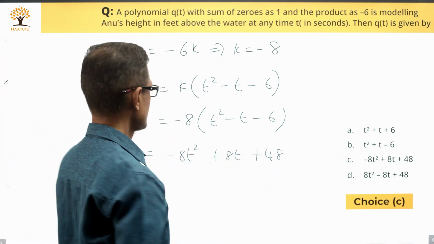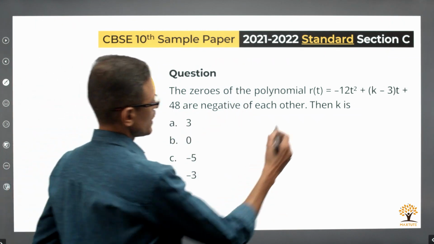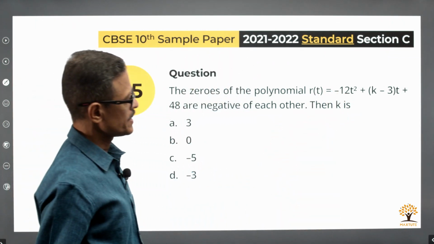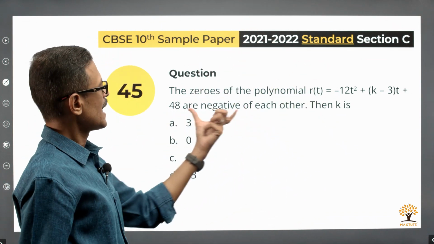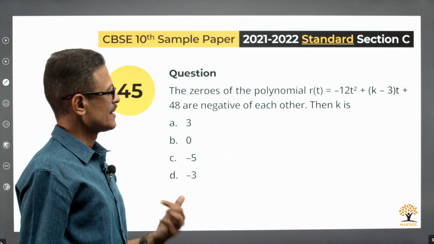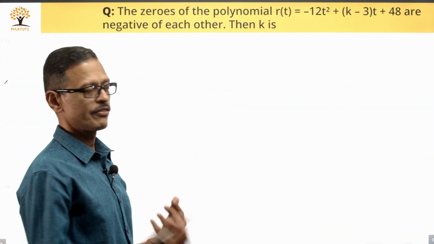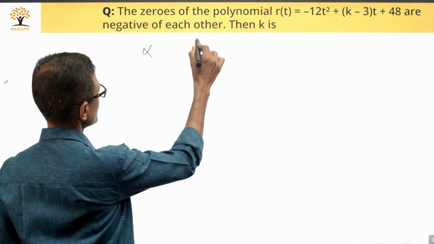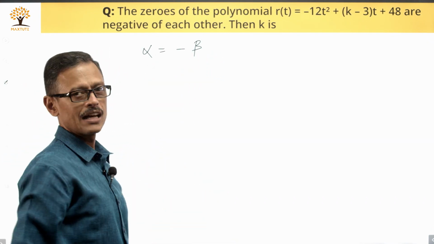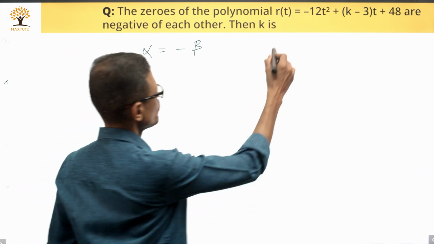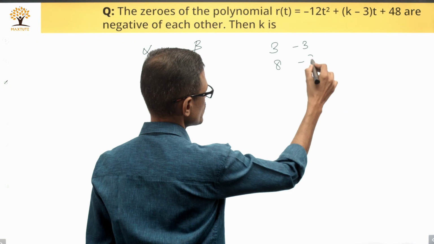The last question in this sequence, in this case study. The zeros of the polynomial r of t is equal to minus 12t square plus (k minus 3)t plus 48 are negative of each other. Then k is what is the question. What do we mean by the zeros are negative of each other? Alpha and beta, let us say, are the zeros. They are negative of each other, then alpha is equal to minus beta. If one zero let us say is 3, the other will be minus 3. If one zero is 8, the other zero will be minus 8.